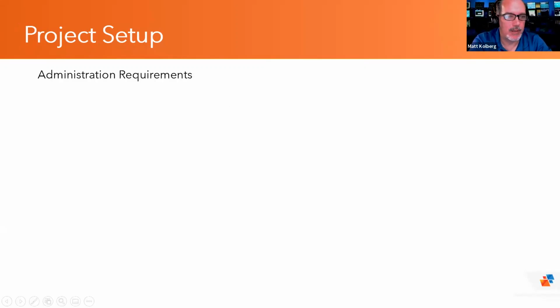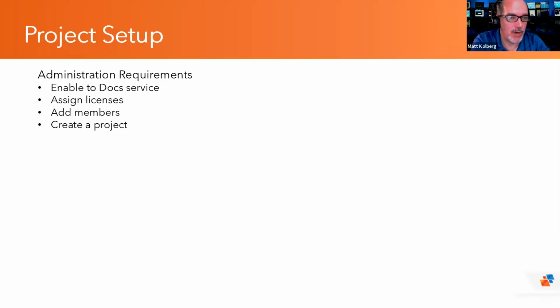Administration requirements. Before you can start using Autodesk Docs, it has to be enabled. You go to manage.autodesk.com and you can enable your Docs there. You have to assign Docs licenses and Design Collaborate Pro licenses as well. You need to add members, and then you have to create a project.